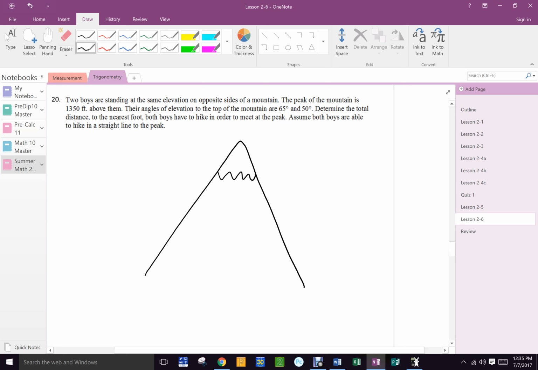Mountain. One boy is over here. Let's call him Amrit. The other boy is over here. Let's call him Akash. This is something math teachers do to make you more interested in wanting to do math.